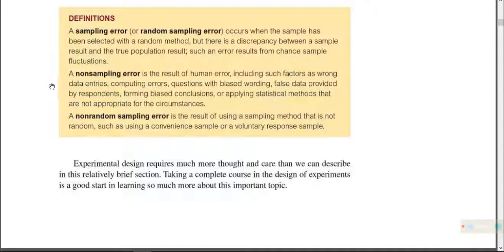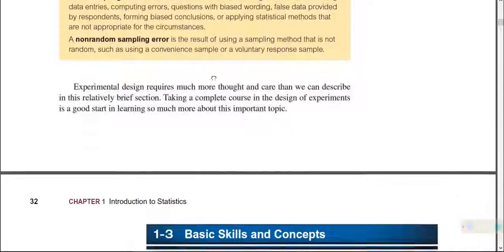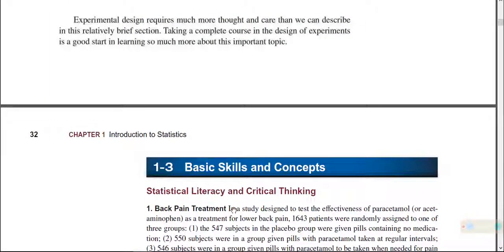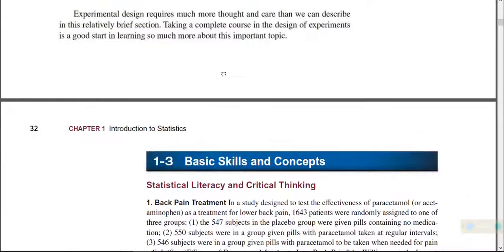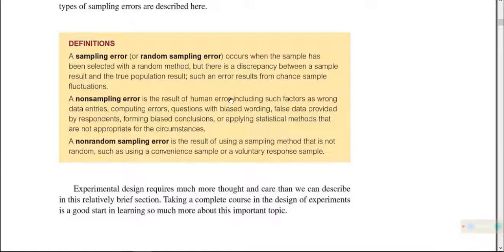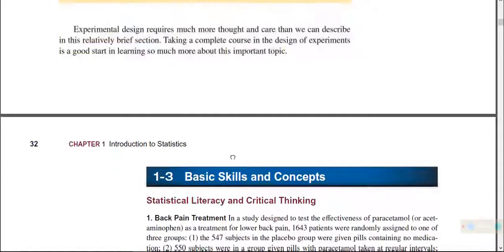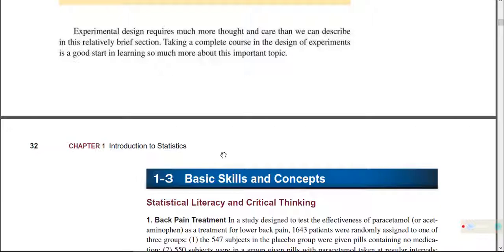So this is under non-sampling error. Tapos yung non-random sampling error is the result of using sampling method that is not random. Ito yung mga may bias. For example, convenience sampling at saka yung voluntary response. Na-discuss natin kahapon. Okay, so ikakat ko na siya dito. Yes, natapos natin hanggang sampling error.